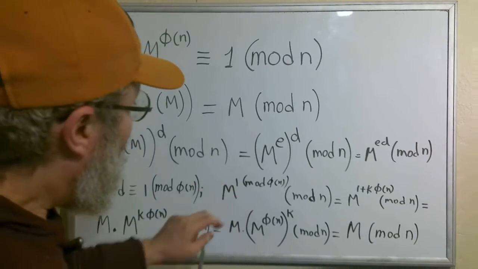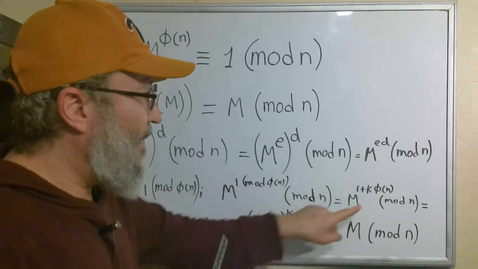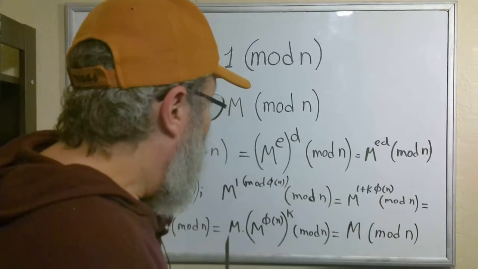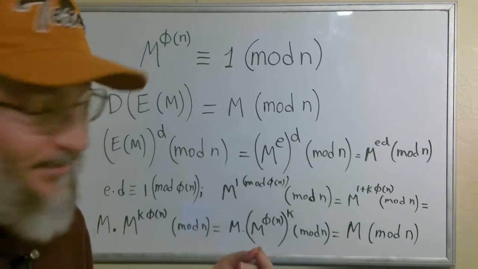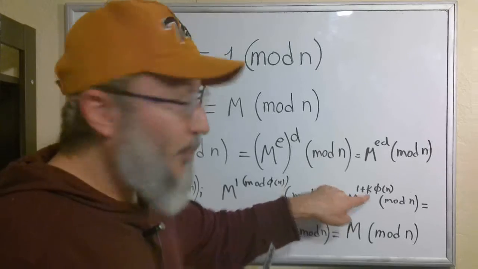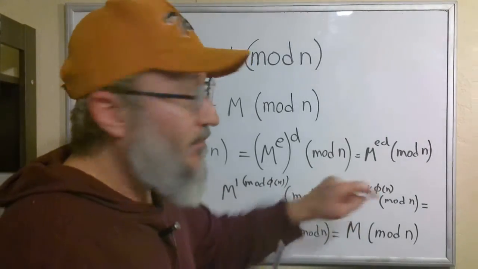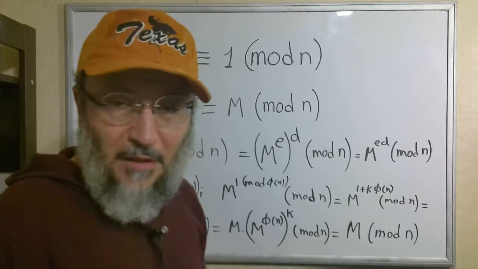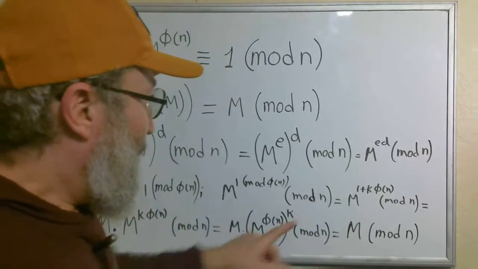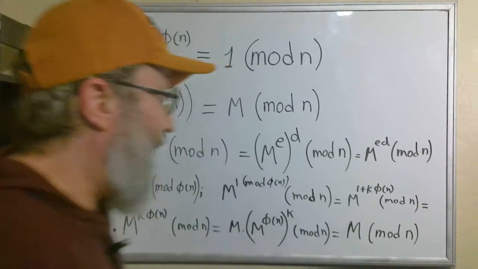All right, so I can rewrite 1 mod phi of n as follows. Remember, 1 is really the remainder, right? So I can write it as 1 plus k phi of n. So k is some multiplier of phi of n. It could be anything, it doesn't matter. So now we have m to the power of 1 plus k phi of n mod n.